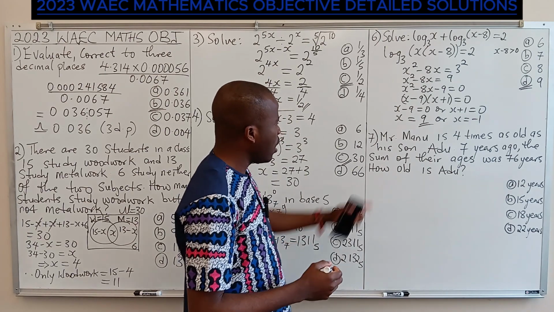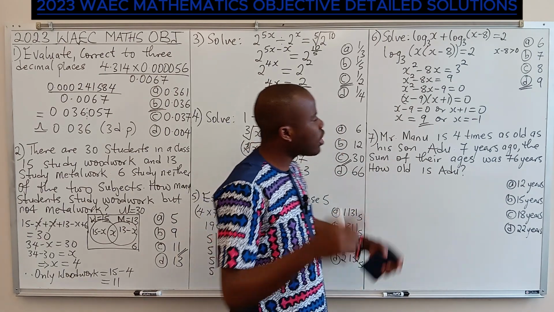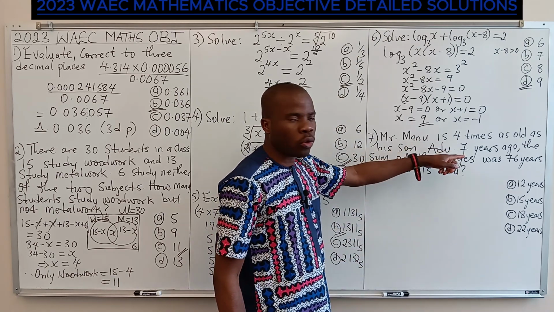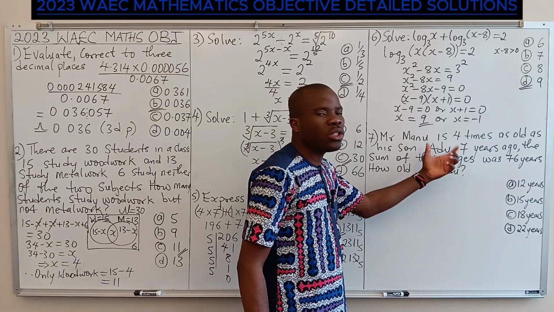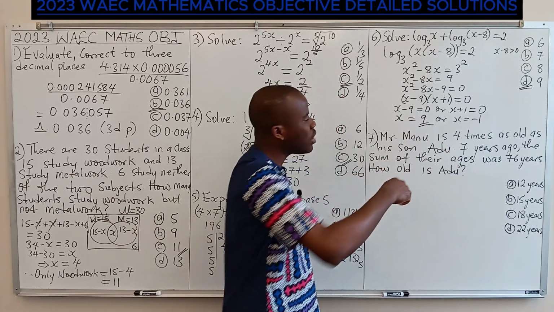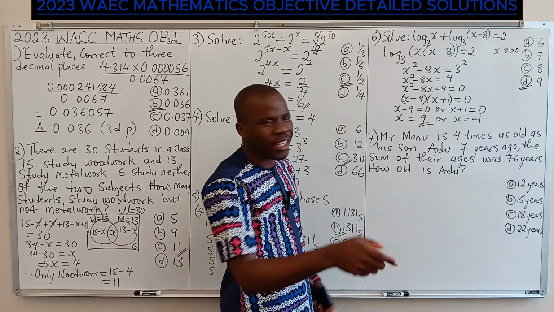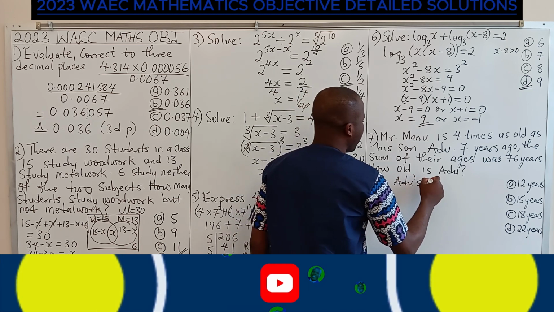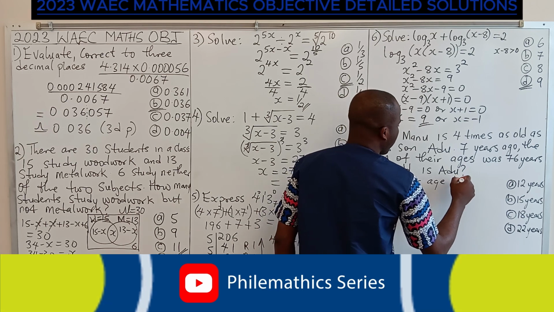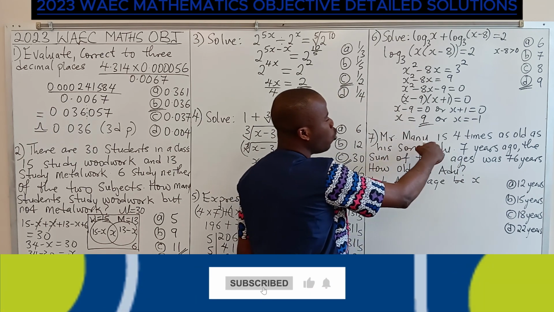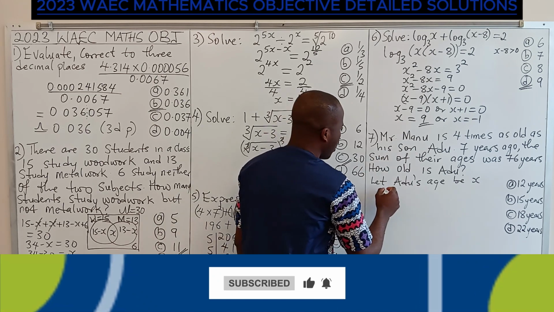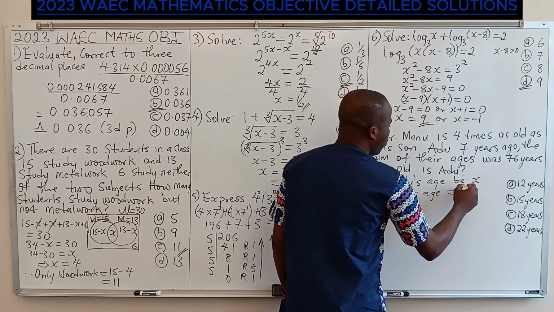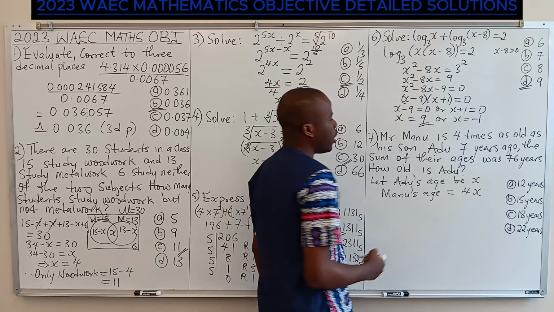Question number 7 says, Mr. Manu is 4 times as old as his son Adu. So for you to solve this question, you start by saying, let Adu's age be x, because Manu's age is dependent on Adu's age. So we'll start by saying, let Adu's age be x. So that Mr. Manu, who is 4 times Adu's age, Manu's age will be 4 times Adu's age.